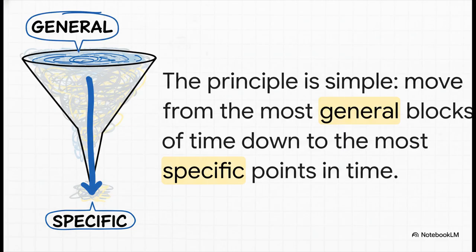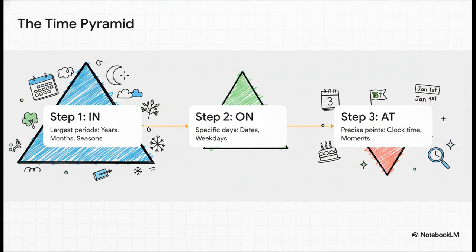I want you to think about time like a big funnel. We start way up at the top with the biggest, most general chunks of time, and then we get narrower and narrower and narrower, all the way down to the most specific, tiny points at the bottom. General to specific. That's it. That's the whole secret. So here's exactly how that pyramid looks.